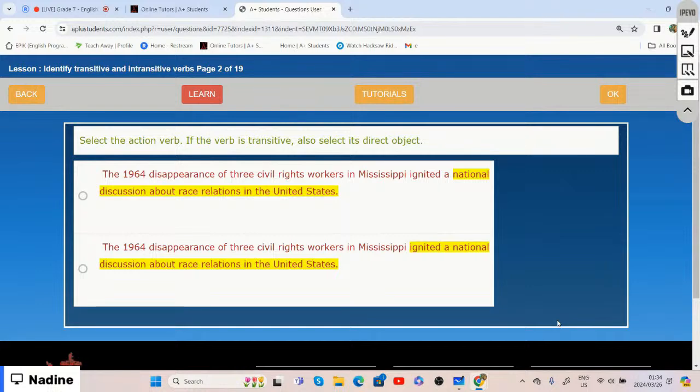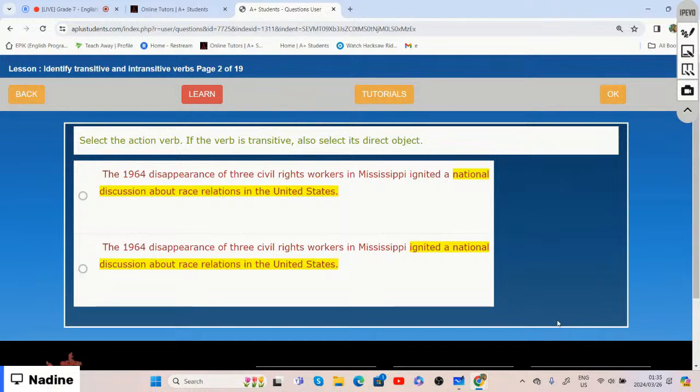All right, we need to select the action verb, and they said if the verb is transitive, then we also need to select the direct object. Remember the direct object is either a noun, a pronoun, or a noun phrase that it is acting on, that basically shows the action to. In 1964, the disappearance of 3 civil rights workers in Mississippi ignited a national discussion about race relations in the United States.